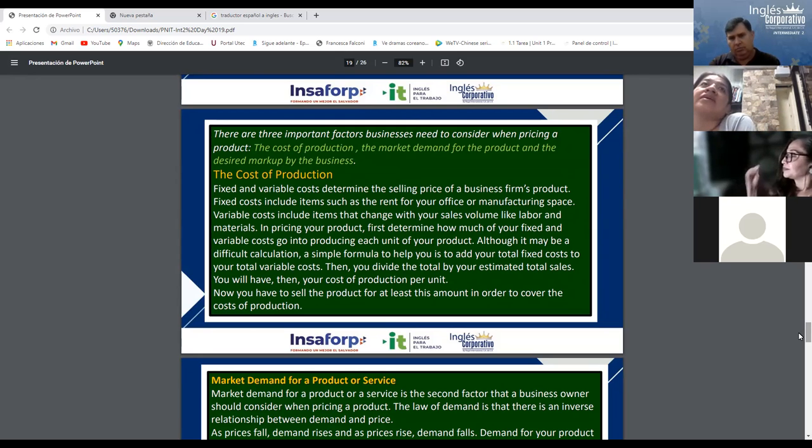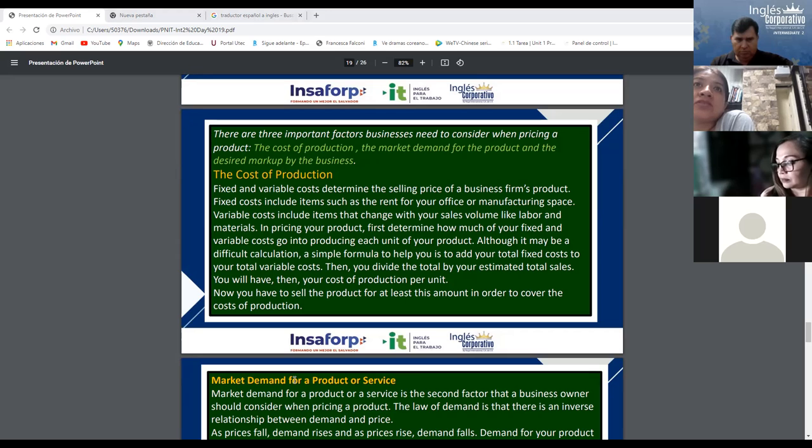There are three important factors business need to consider when pricing a product. The cost of production, the market demand for the product, and the necessary markup by the business. The cost of production. Fixed and variable costs determine the selling price of business firm's product. Fixed costs include items such as the rent for your office or manufacturing space. Variable costs include items that change with your sales volume, like labor and material.